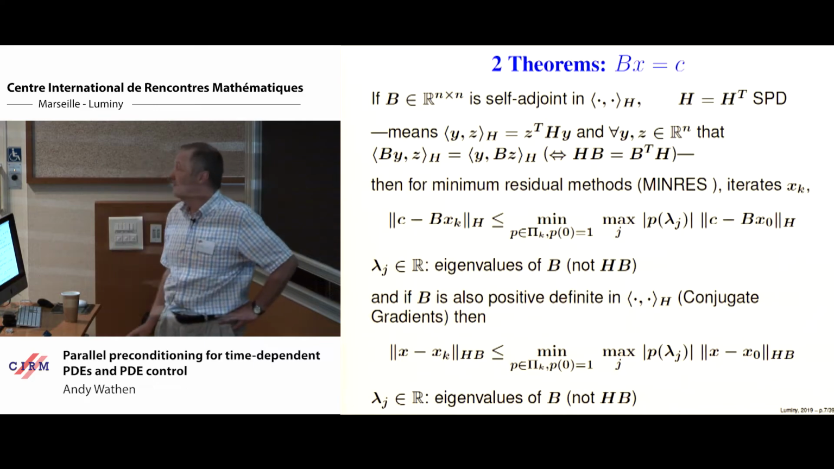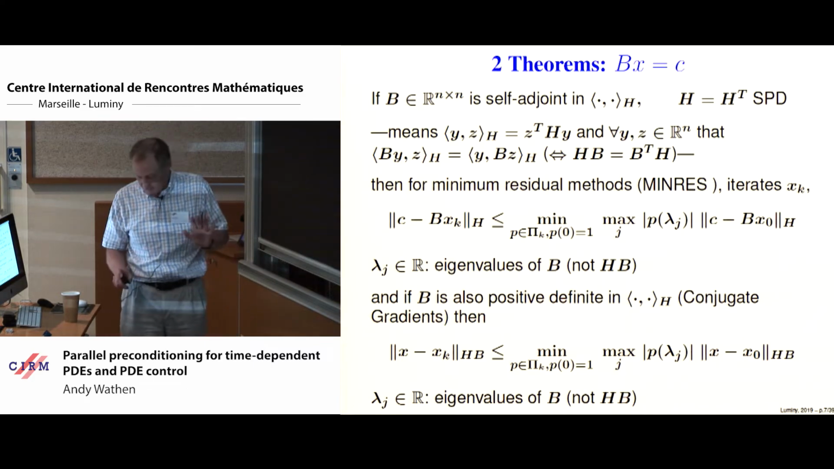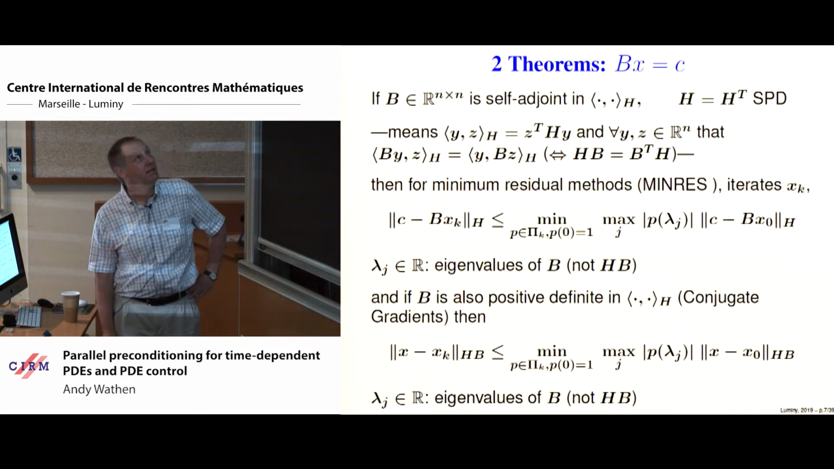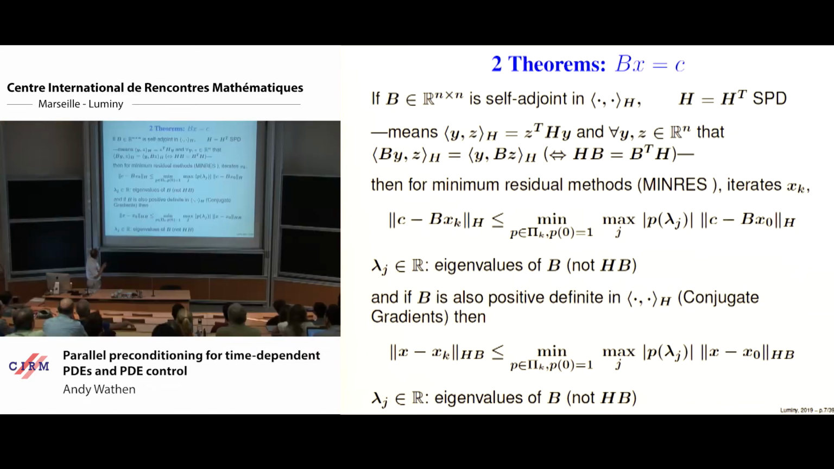I'm going to quote you 2 theorems. Some of you know these theorems very well. Perhaps I'm saying them a slightly different way. So here's Bx equals C again. If B is in R^(n×n), is self-adjoint, so I'm just being a little bit more general here, let it be self-adjoint in an inner product described by a symmetric positive definite matrix H, right? So H is the inner product matrix.